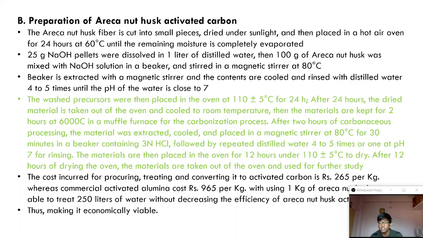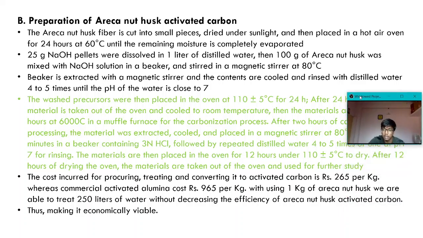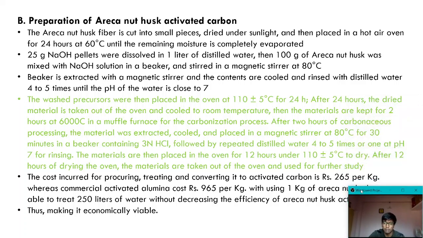The cost incurred for procuring, treating and converting it to activated carbon is 265 rupees per kg using areca nut husk. Whereas commercial activated alumina, which is also used to filter water in the urban areas, costs 965 per kg. By using 1 kg of areca nut husk, we are able to treat 250 liters of water without decreasing the efficiency of the areca nut husk activated carbon. Thus, we are making it economically viable.